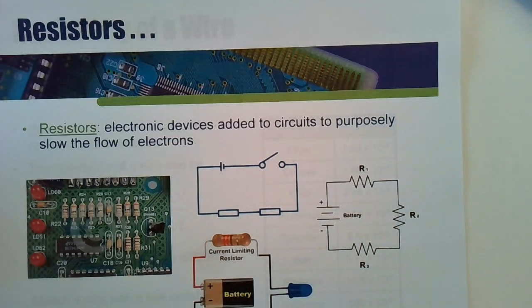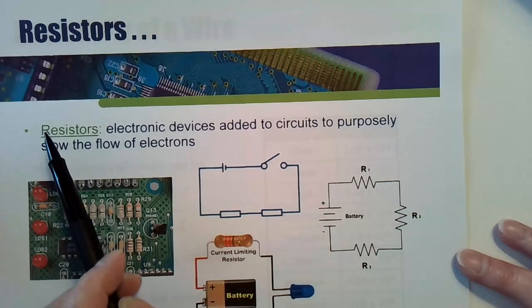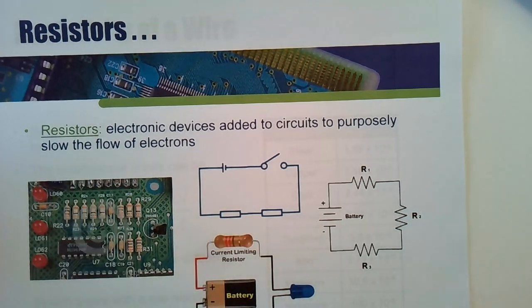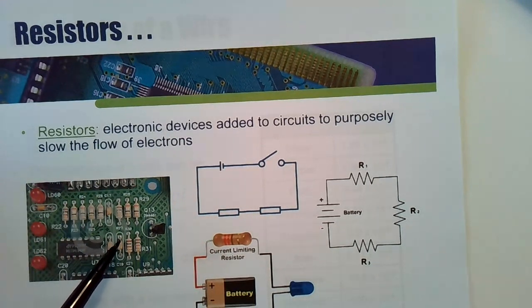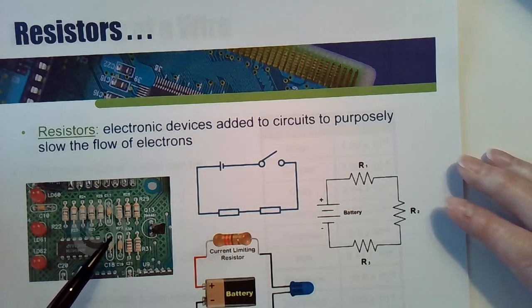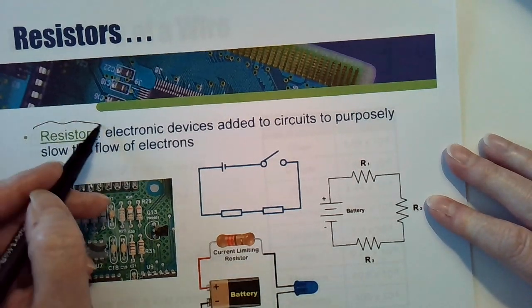Okay, we are now on box number 6 on your notes. This would be if I went to Radio Shack and I had a circuit and I needed to slow down the electrons. Like I want to purposely add some friction to my circuit. And so those are called resistors.